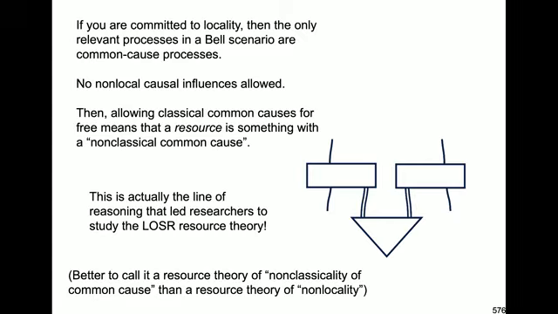And if you take this seriously, then you might notice that the language of calling these non-local correlations a resource theory of non-locality is kind of problematic language. It suggests mentally that somehow there is some non-local causal influence. So it would be better to call this a resource theory of non-classicality of common cause rather than a resource theory of non-locality. The thing here that is resourceful is precisely something that goes beyond a classical common cause process. So this would be better terminology if you take this idea seriously.